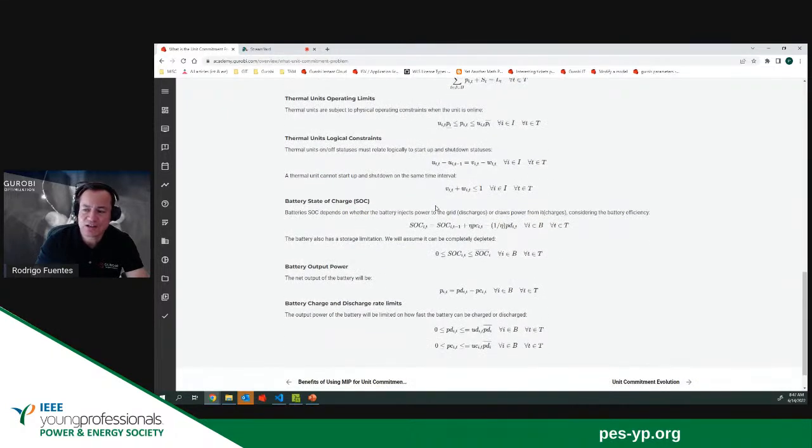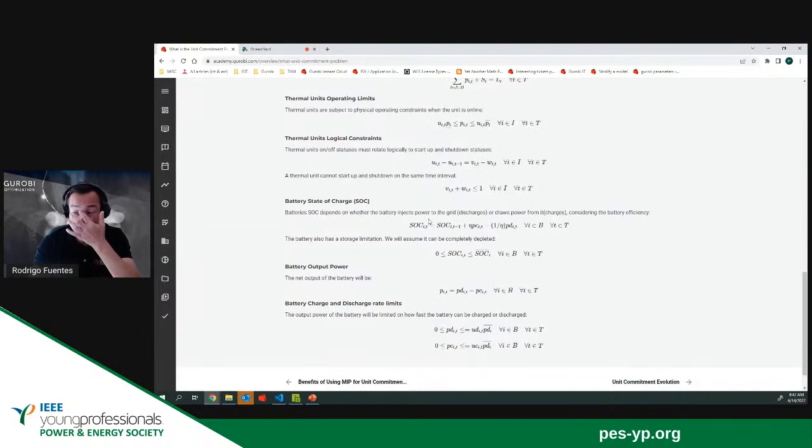And the same goes for the shutdown variable. We cannot start and shut down a unit on the same time interval. That's why you either turn the unit on, or you turn the unit off, or you do nothing. And that's what this constraint is, V plus W less than or equal to 1. These are binary variables.